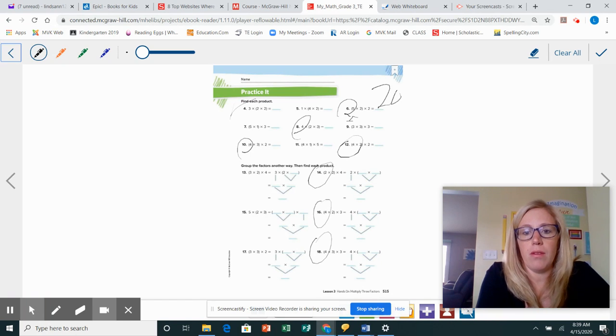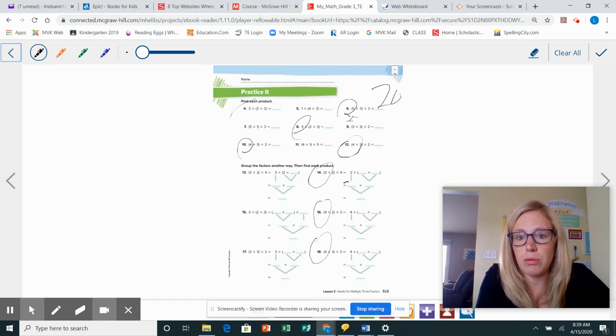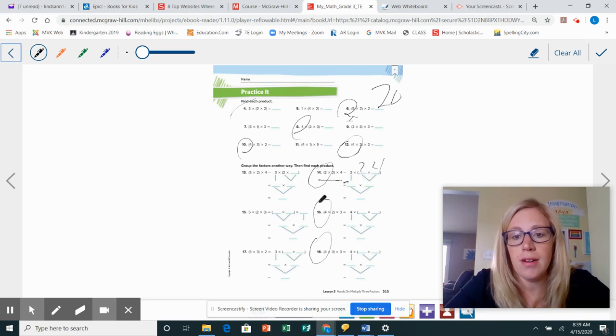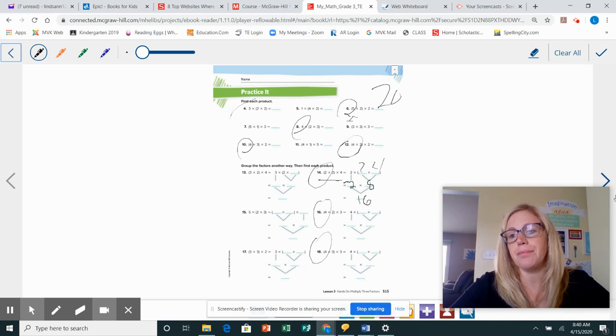So, see how this equal sign is right there? That means both sides are the same. So we're just rewriting this equation over here, except instead of grouping 2 times 2 first, we're going to group the other factors. We're going to group 2 and 4 first. Okay, so 2 and 4, if I did that first, I get 8. Bring down my 2. 8 times 2 is 16. So practice on 16 and 18, and again, check the answer key.